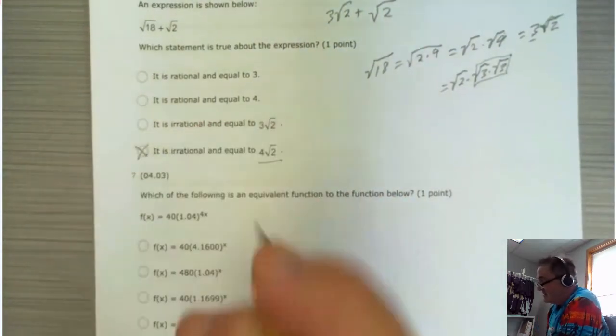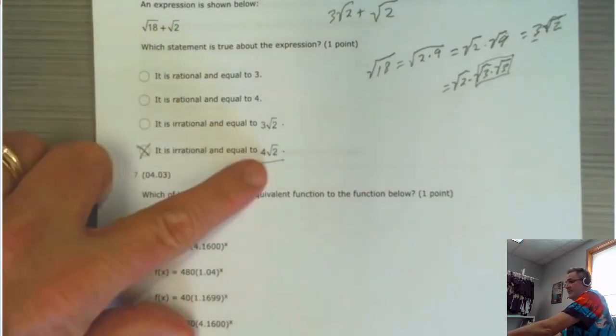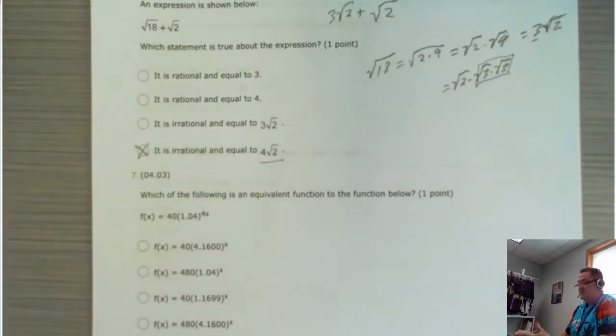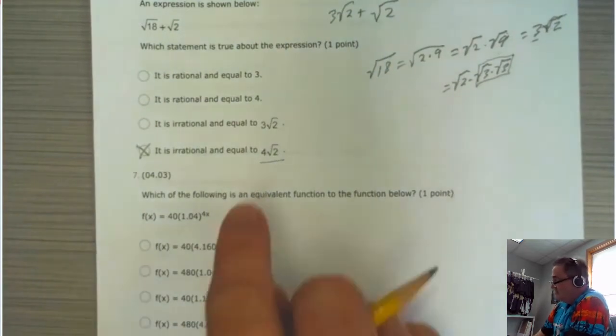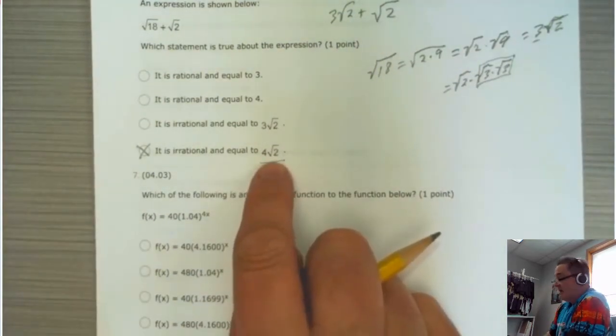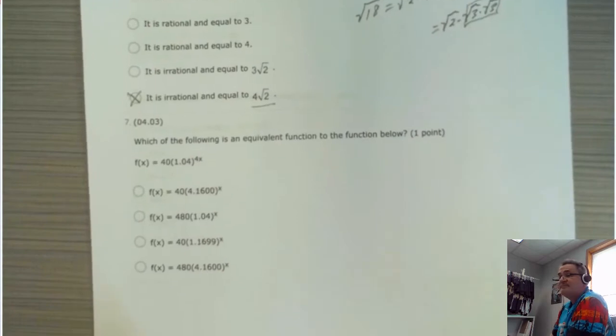It's an irrational answer. It'd be rational if it didn't have the radical. The radical makes it irrational. Okay, when it's simplified down and there's still a radical, it's an irrational number.